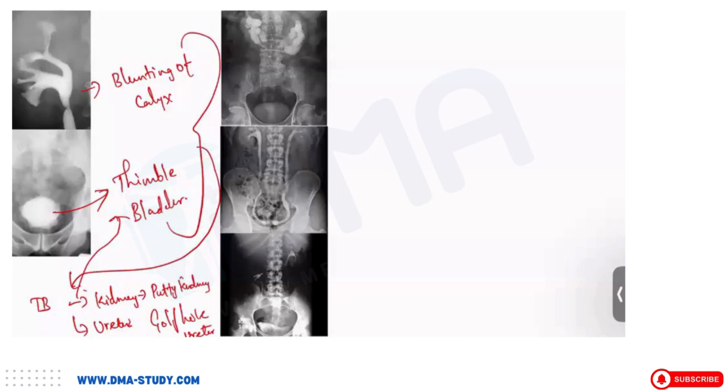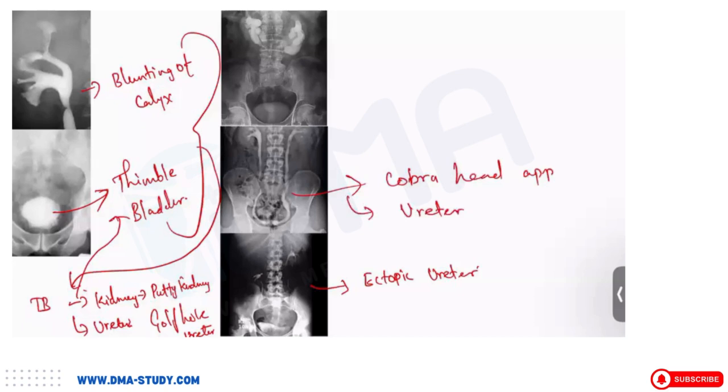Then you have the drooping lily sign, which is associated with ectopic ureter. And here you may have the cobra head appearance, which is seen with the ureterocele. And this one is a flower vase appearance because it looks like a flower vase.